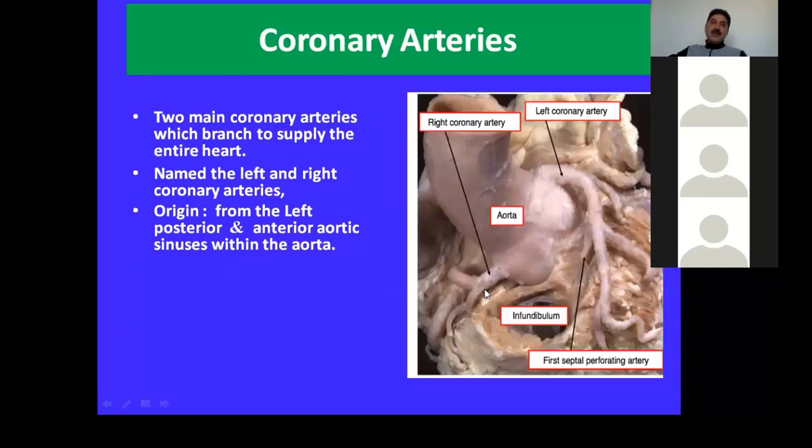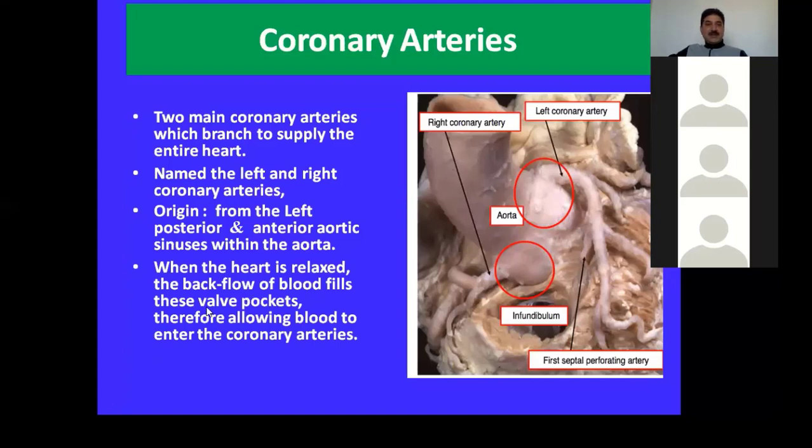Yes, sir. Now, this is a diagram taken from the dissection hall. You can see here this sinus on the external surface of the aorta. It appears as a dilatation and circular area. This is basically the origin of the right coronary artery from the right aortic sinus. You can see the aortic sinus here. And this one is the origin of the left coronary artery. This pointer is at the left coronary artery from the left aortic sinus.